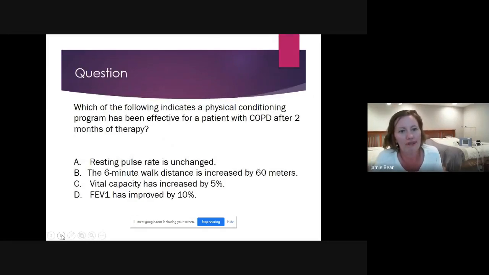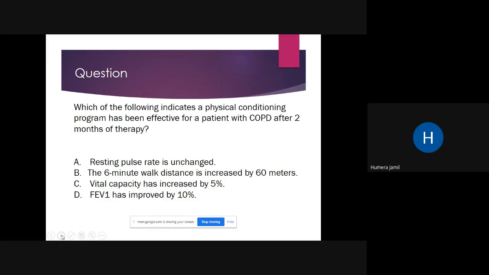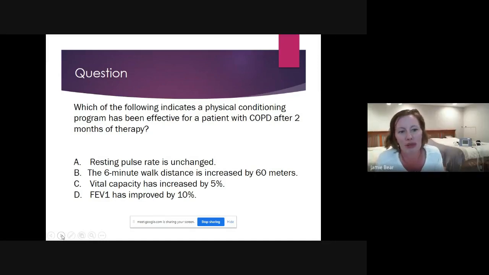Which of the following indicates a physical conditioning program has been effective for a patient with COPD after 2 months of therapy? Resting pulse rate is unchanged. The 6-minute walk distance is increased by 60 meters. The vital capacity is increased by 5%, or the FEV1 has improved by 10%. It's B, the 6-minute one. You're absolutely correct. It's B as in boy: the 6-minute walk distance is increased by 60 meters. I think that one's a hard one, so you did a really good job, but just read what that says. Physical conditioning, we can only measure with the 6-minute walk test. So very good.